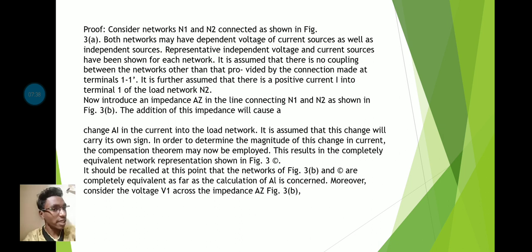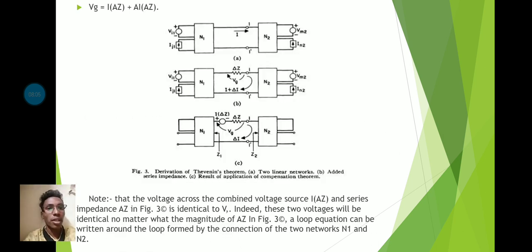These figures are in the next slide. I will show that after completing this. It should be recalled at this time that networks of 3b and 3c are completely equivalent as far as calculations of IL are concerned. Moreover, consider the voltage Vq across the impedance ΔZ in figure 3b. Here you can see Vq equals I ΔZ plus ΔI ΔZ.